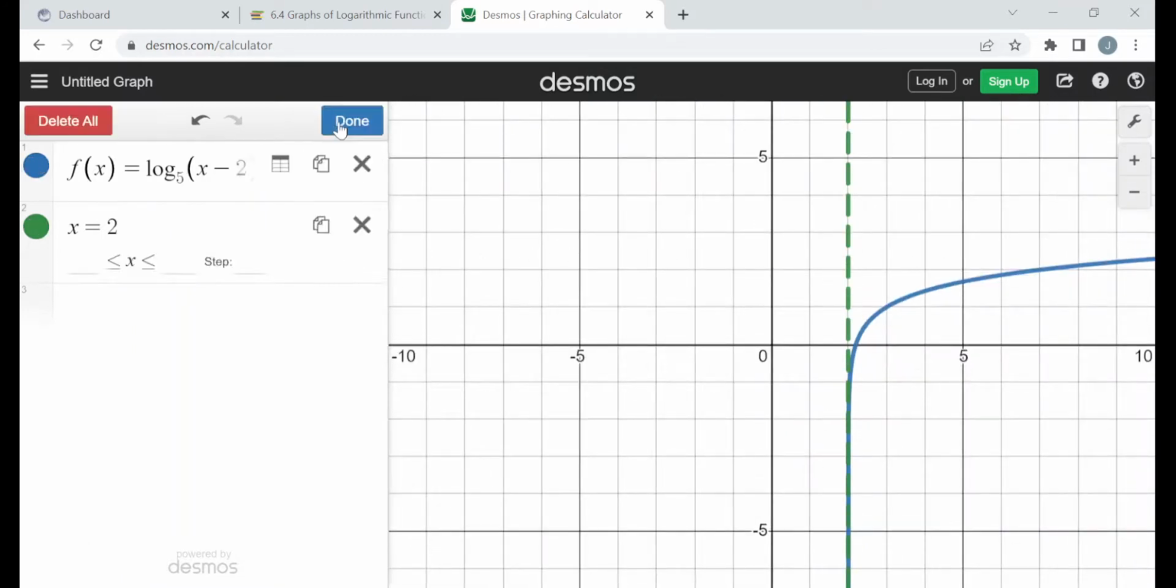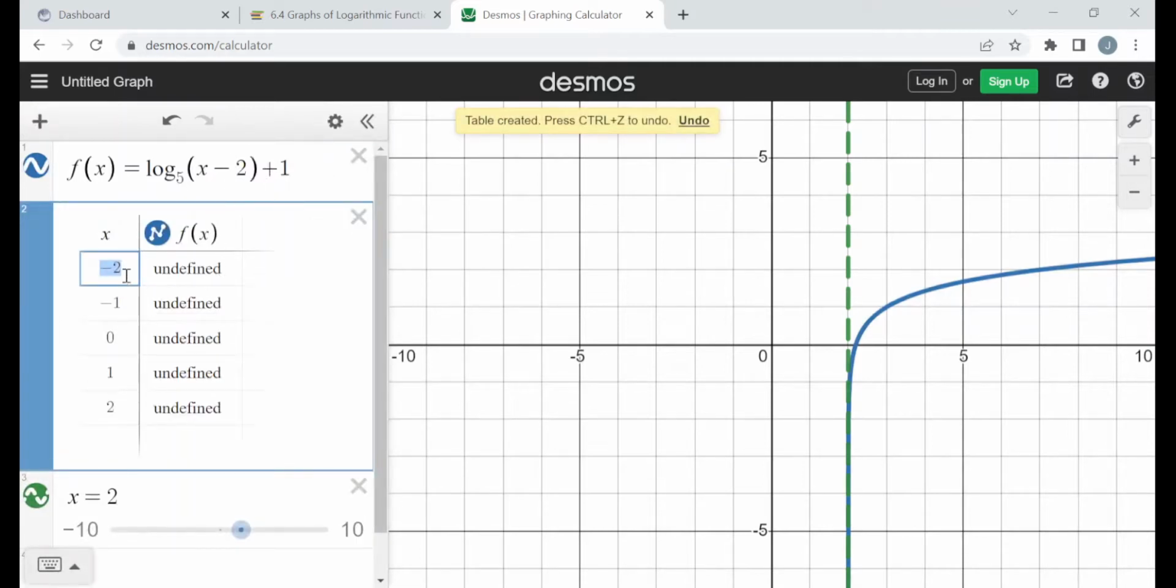All right, and then if I were to make a table for this function, now you see that the default table has inputs of negative 2 to 2. See how all those are giving me outputs that are undefined? That's because these values aren't even in the domain. Remember, we said the domain is only values greater than 2. Right? And if I plug in 2, I get 0 inside the log. That's not good. If I plug in 1, I'd get negative 1 inside the log. That's not good. You can't have numbers that are not positive inside the logarithm.